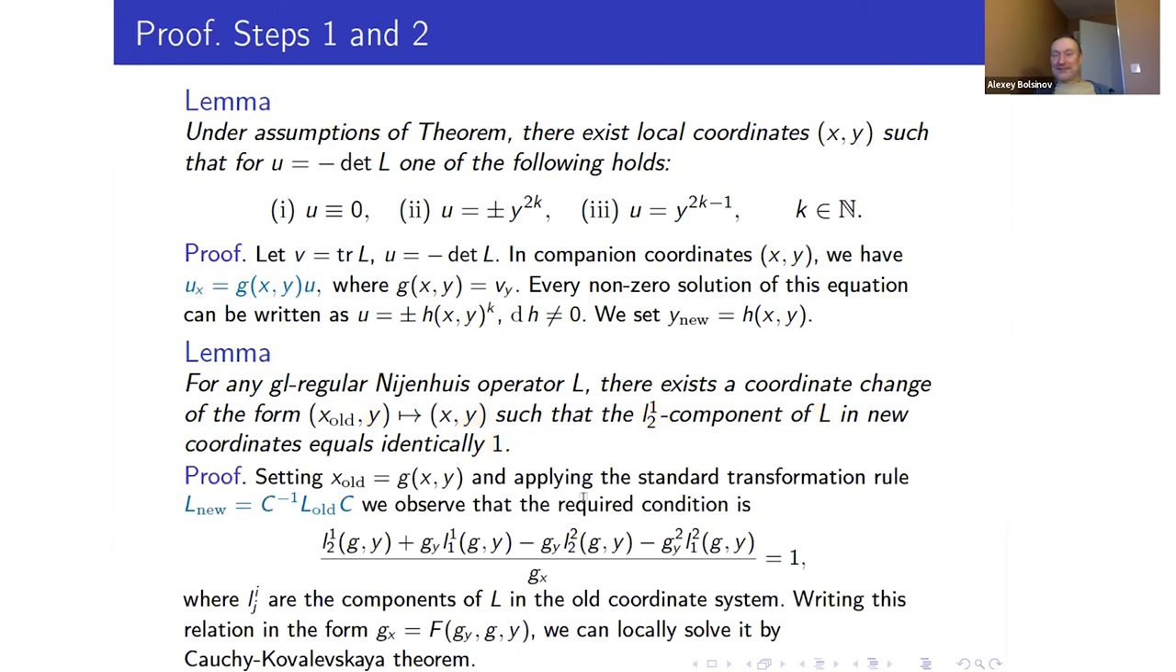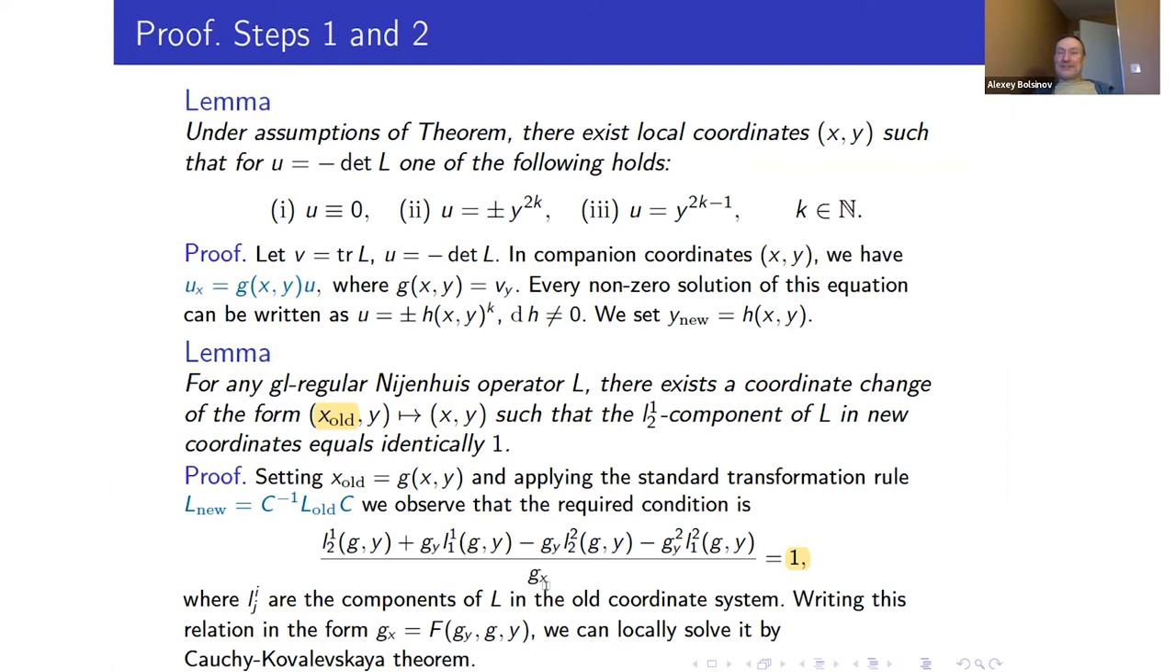This can be done, and this is not so difficult. You look for this change of variables leading to this value for this component. Use a standard coordinate transformation, and you will see that you can find such a function g. This function should just satisfy this system of PDEs, and it's of Kovalevskaya type. You can find a solution. You don't care what the solution is. You only need this solution to exist.